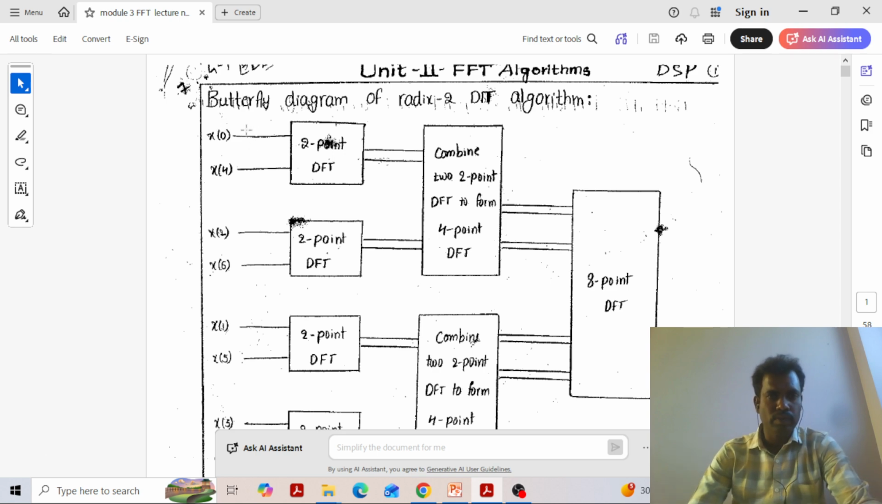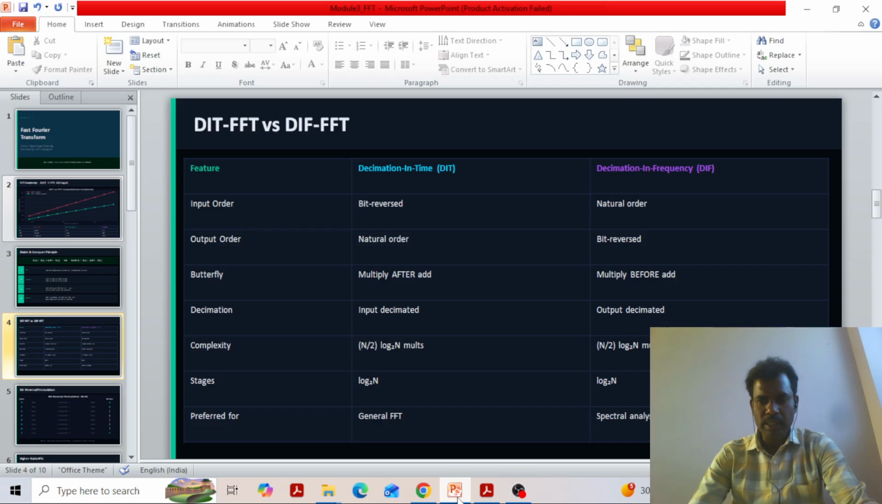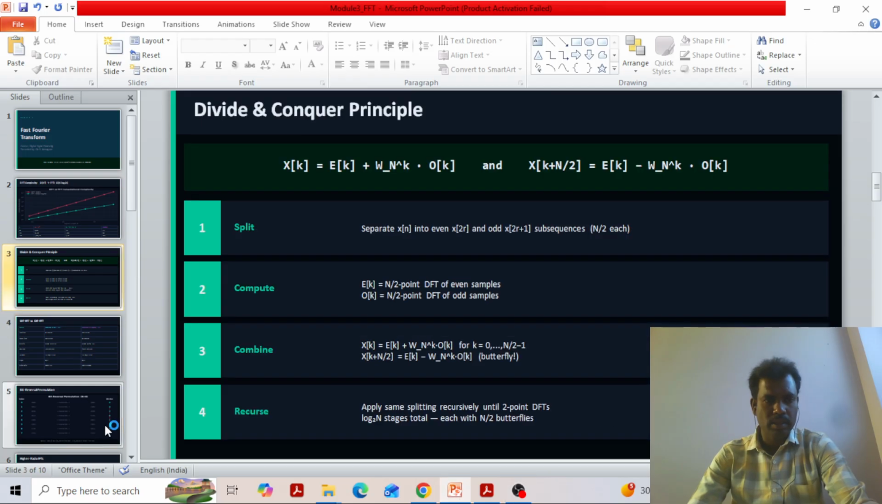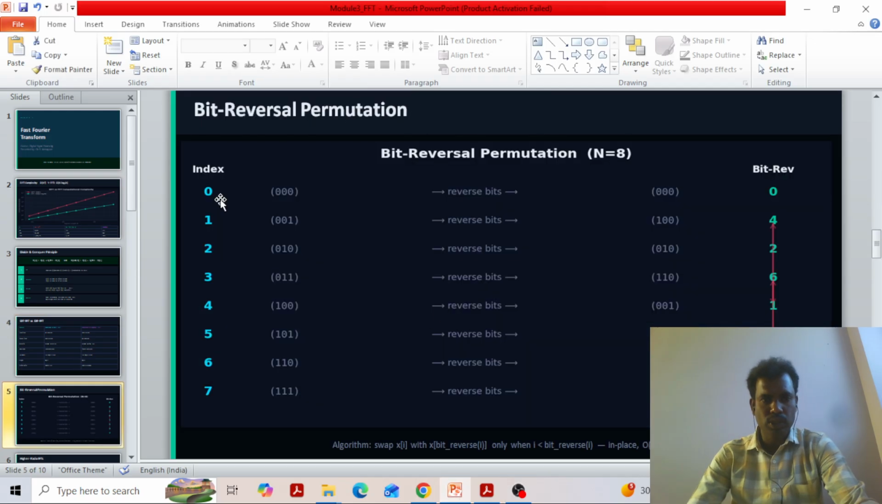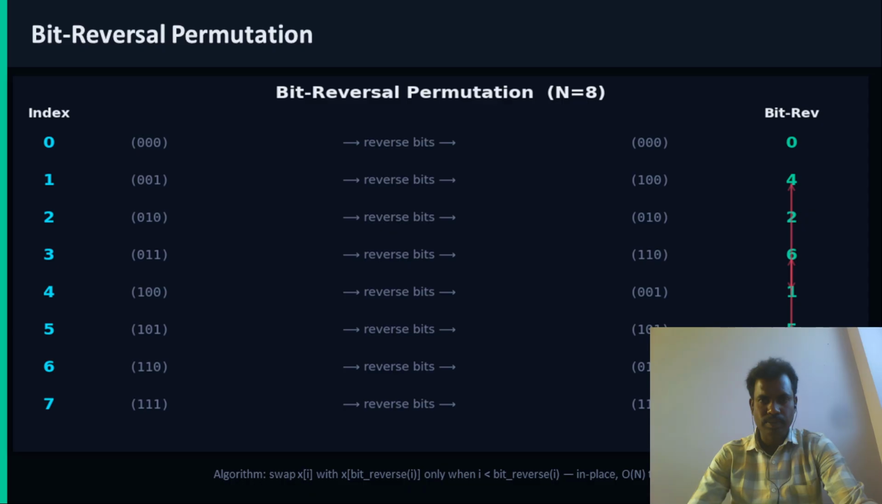So 0 is represented in binary form. Let's check here, this is bit reversal order. 0 means 0, 0, 0. If you reverse the bits, we'll get 0, 0, 0. And if the index is 1, it is represented in binary as 0, 0, 1. As it is 8 samples, we'll represent with 3 bits. If it is 16 samples, we'll represent with 4 bits, in powers of 2. So 0, 0, 1, if you reverse, we'll get 1, 0, 0.